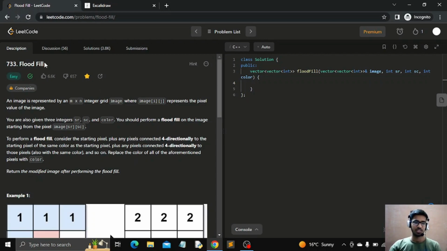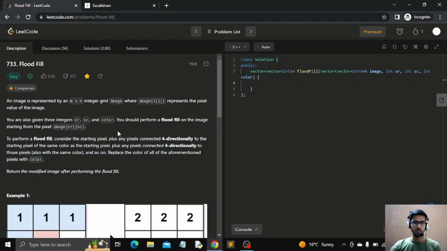So according to the problem statement, we'll be given an image which will be represented by an m cross n matrix, where each cell contains an integer which represents the pixel value of the image, and we'll also be given three integers sr, sc and color. So sr, sc are the coordinates of the starting cell in the matrix, and along with that we'll be given a color integer. So basically we need to perform a flood fill operation on the given matrix.